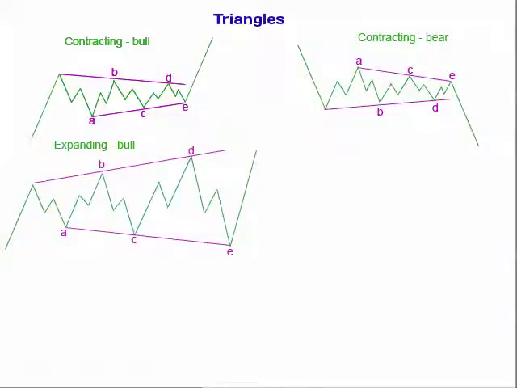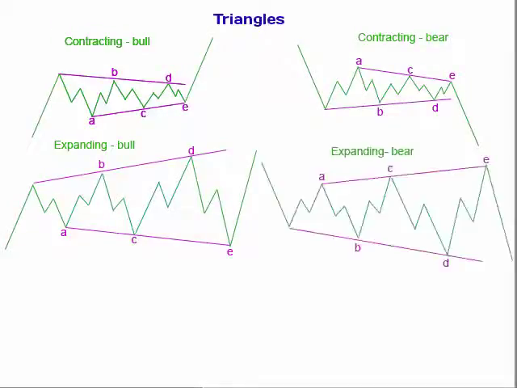Expanding triangles are the opposite, and they're actually very, very rare structures. The BD and the AC trend lines move apart, and each subwave of the triangle is longer than its predecessor. That's an expanding triangle in a bull market, and an expanding triangle in a bear market.